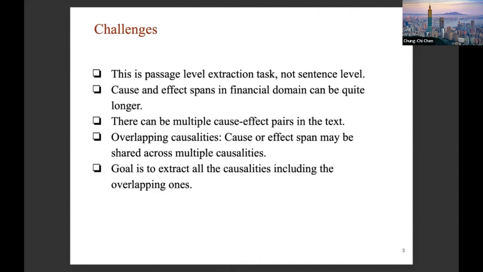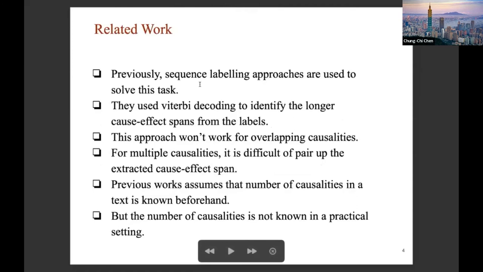Also we need to remember that during inference time, we should not know how many causalities there are in the text. Related to our work, previously mainly sequence labeling approaches were proposed for this task. They use BIO tags for cause and effect, and then use a decoding algorithm to identify the longer cause and effect spans, and they pair up the cause and effect spans based on their location. So two nearby cause and effect spans will be paired up with each other.